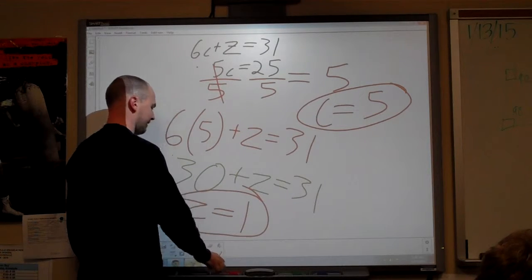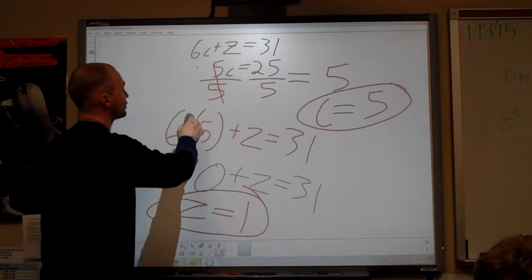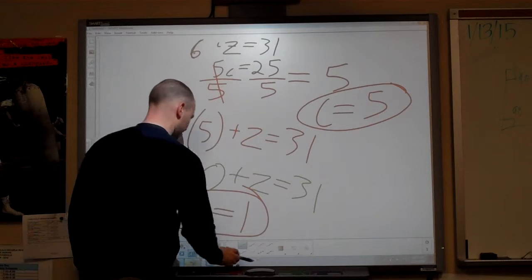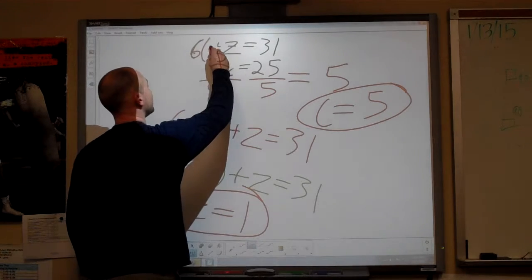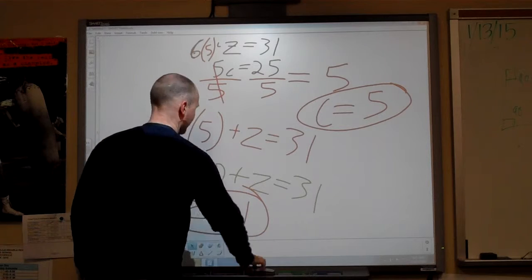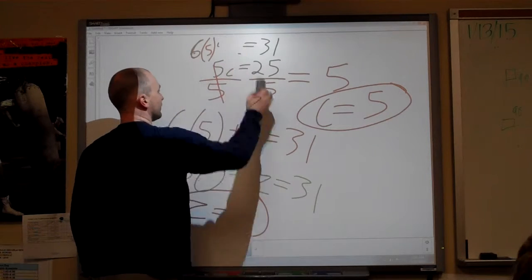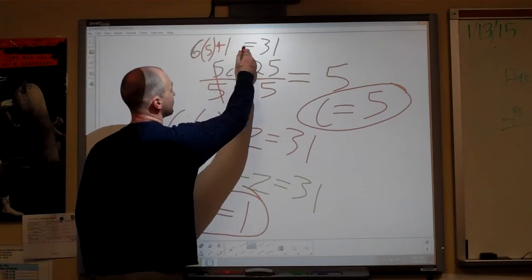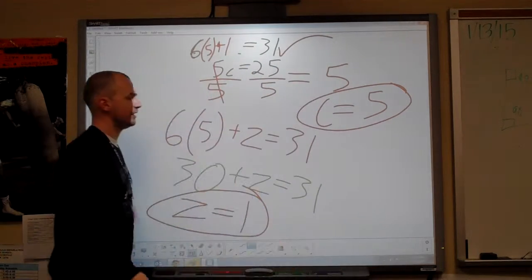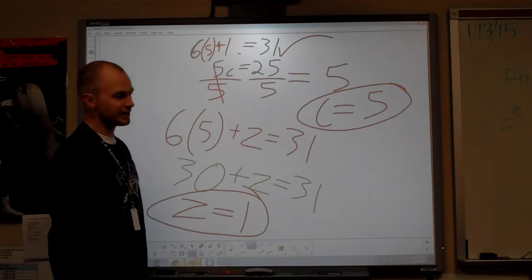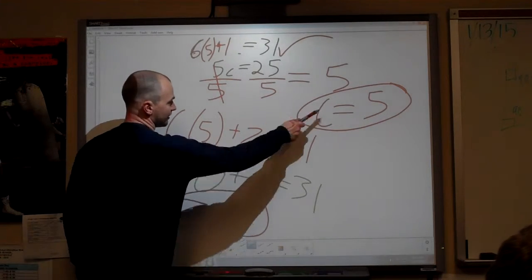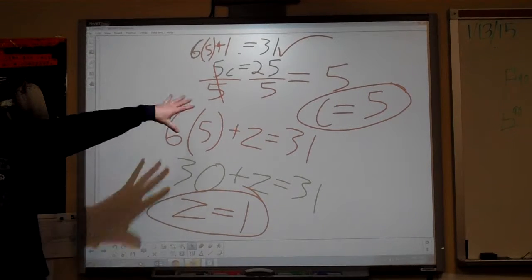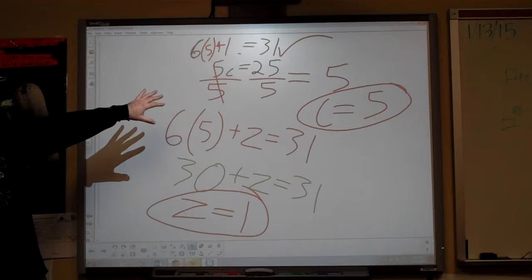c equals 5. Now let's go back to our original problem and make sure this works. 6, instead of c, I'm going to substitute what c equals. In this case, c equals 5. And I'm going to substitute z for what z equals. z equals 1. 6 times 5 plus 1 equals 31. Yep, check. It works. So for number 6, z equals 1, c equals 5. Questions on number 6?